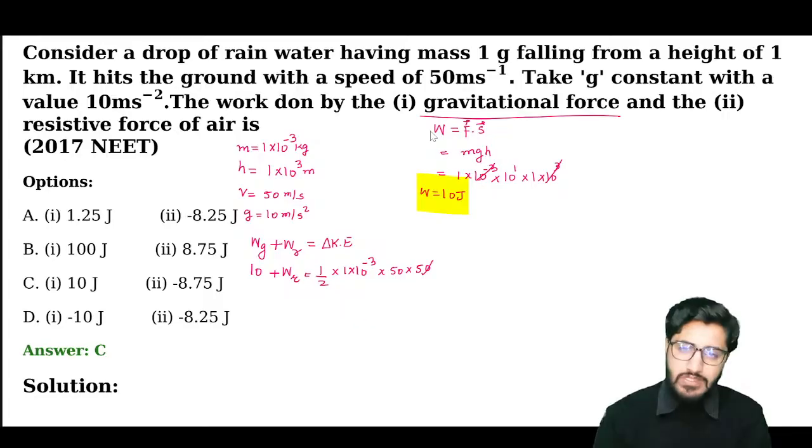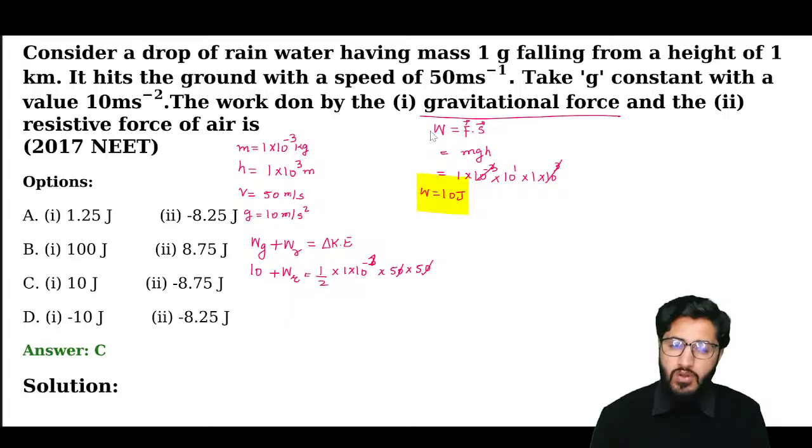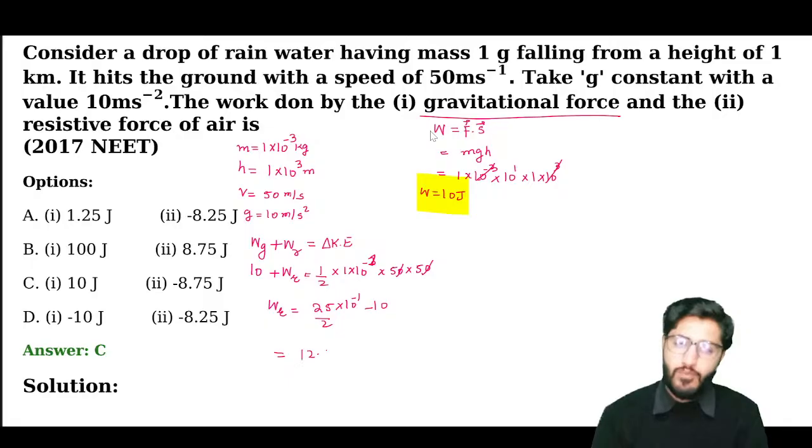Look, 10 and 10 cancel out. So 2 and 0 cancel out now. So I can write, look, WR is equal to 25 into 10 to the power minus 1 divided by 2 minus 10. Is this how much? 12.5. So 12.5 into 10 to the power minus 1 minus 10.